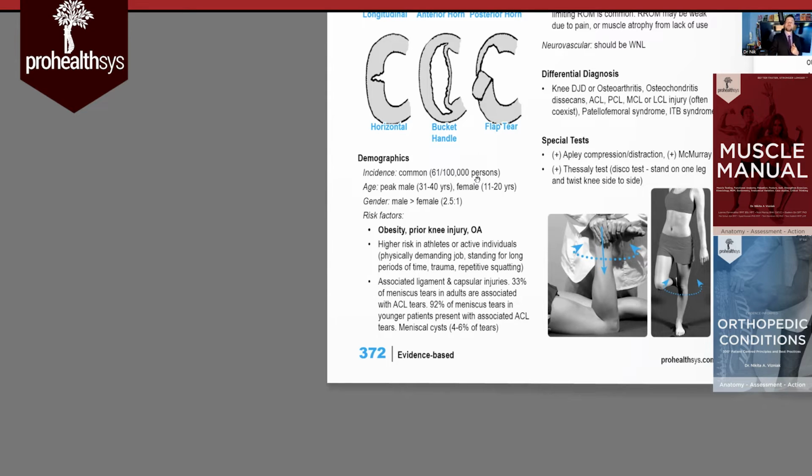If you are overweight, that means that you are carrying more load, and every time you go and plant on that meniscus, it increases the risk of you actually having that injury. So a couple of key things for us to get: high risk in athletes or individuals whose activities involve long-term standing and loading on that tissue, right?